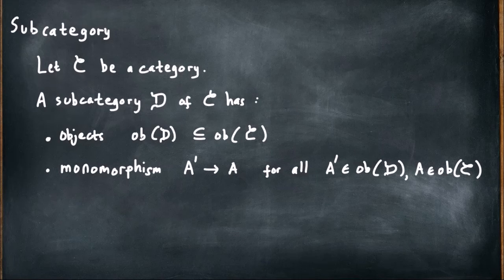We're going to define subcategory. Let C be a category. A subcategory D of C has the following properties. It's the class of objects D, which is a subclass of objects of C, along with monomorphism from A prime to A.